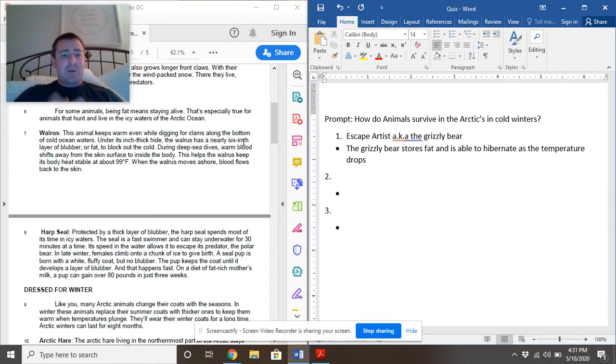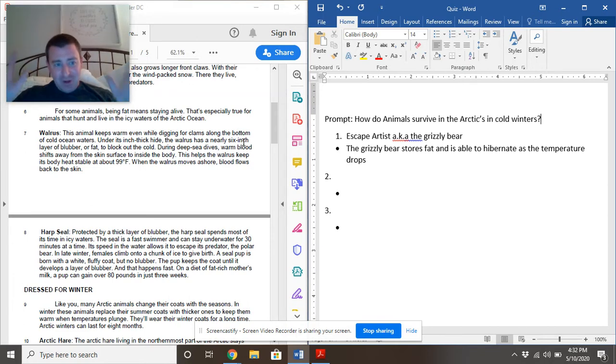The seal is a fast swimmer and can stay underwater for 30 minutes at a time. Its speed in the water allows it to escape its predator, the polar bear. Brr, as my daughter would say. In late winter, females climb onto a chunk of ice to give birth. A seal pup is born with a white fluffy coat, but no blubber. The pup keeps the coat until it develops a layer of blubber, and that happens fast. On a diet of fat-rich mother's milk, a pup can gain over 80 pounds in just 3 weeks.